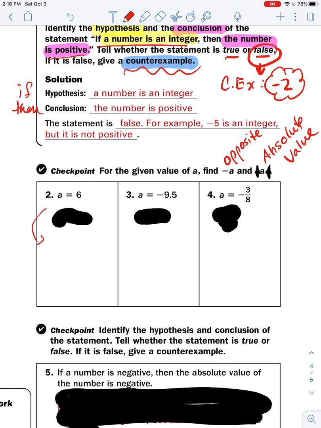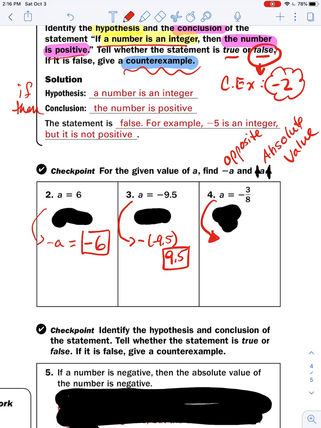Okay, what is the opposite of A? The opposite of +6 would be -6. What's the opposite of -9.5? Well, I would say my answer is +9.5 because you want them to be opposite in sign.